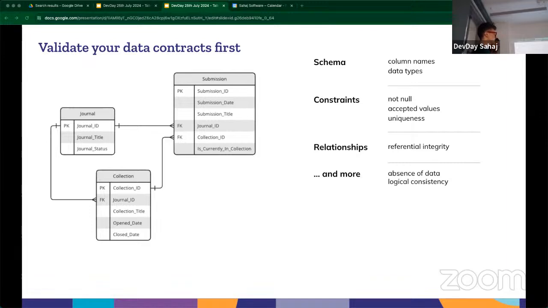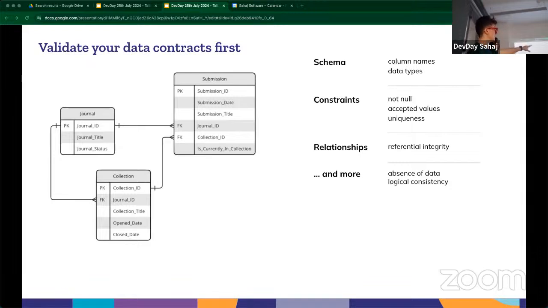And then there's an element of logical consistency. For example, if you are given 3 different data sets where a submission is represented in all 3, they might represent different facets of the submission, but they need to be logically consistent with each other, which is something you need to test for, because data products are rarely made up of one thing. They're a suite of things that work together cohesively, so you need to test for that.